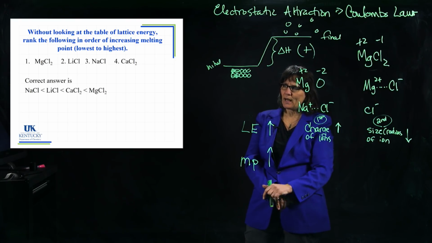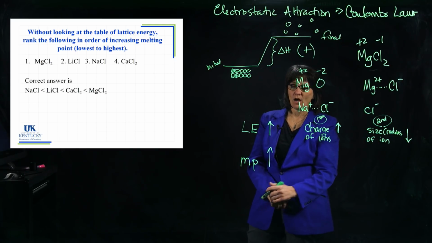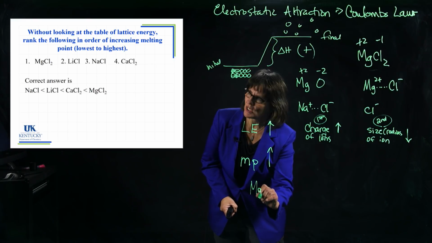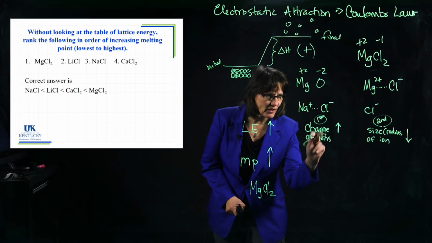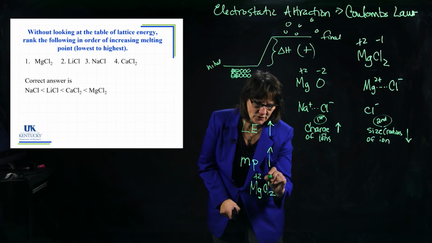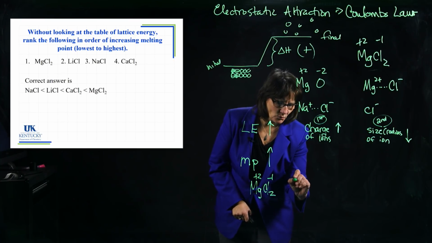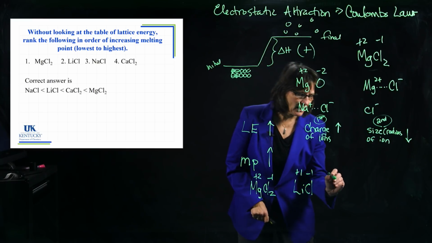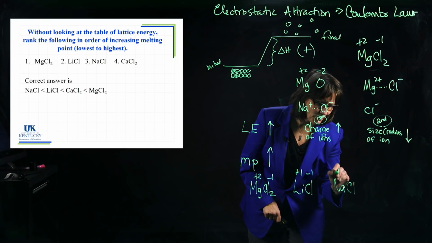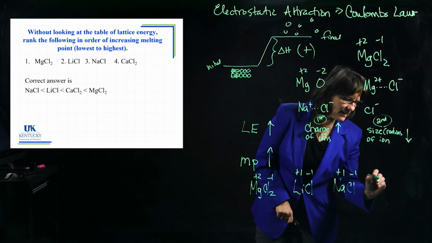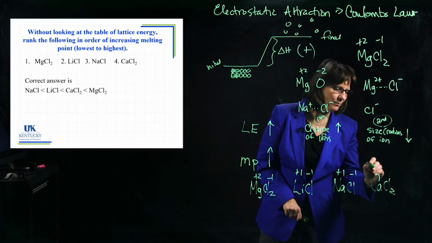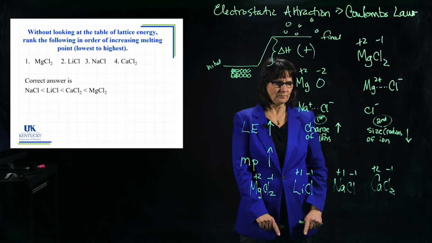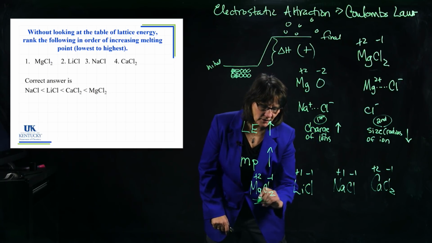So if I look at those four that are written up at the top, I'll just rewrite them here so I can talk about them a little bit. MgCl2: the first thing I want to look at is charge. So magnesium is +2, chloride is -1. The next one is LiCl. This is +1 with -1. The next one is NaCl. This is +1 with -1. And CaCl2, +2 with -1. So at this moment, I can know that this has got the larger charge and this has got the larger charge.